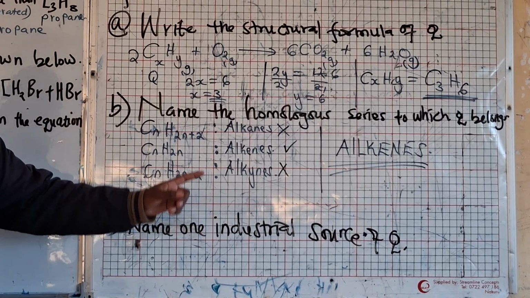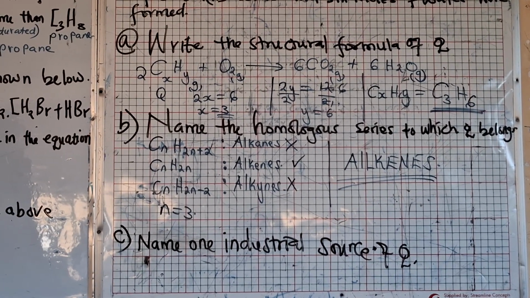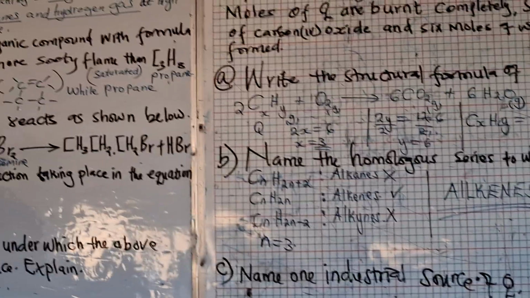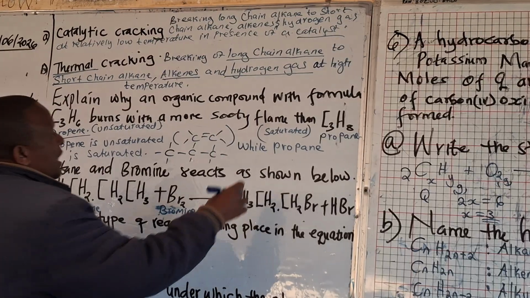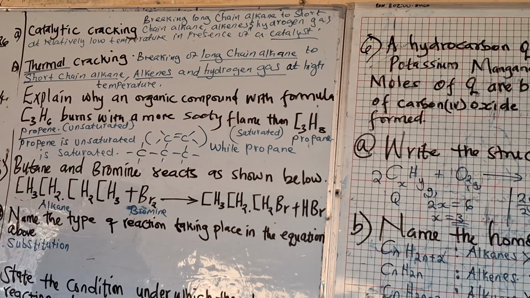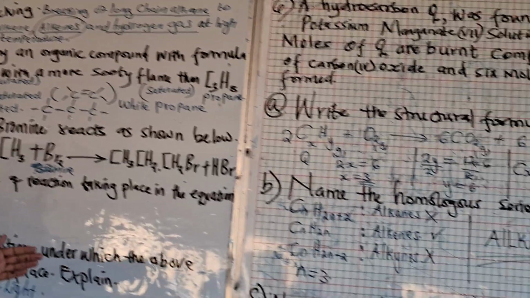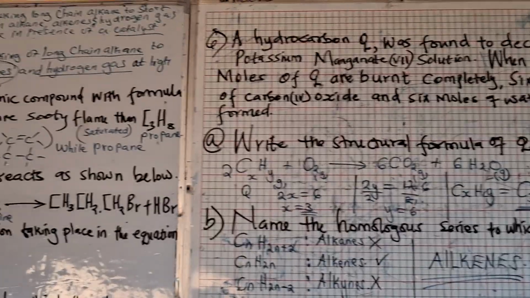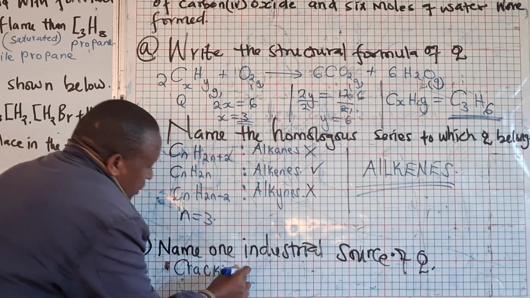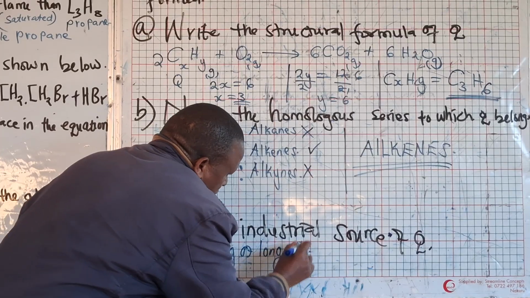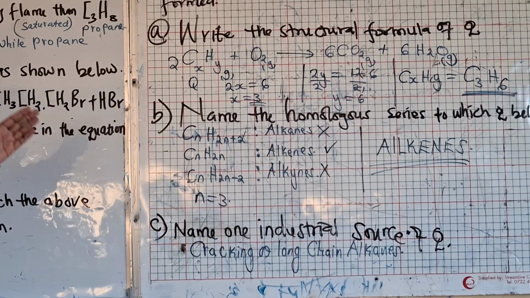Name one industrial source of Q. Where do you get Q? It is an alkene. Catalytic cracking, thermal cracking. What is thermal cracking? Breaking of long chain alkanes into short chain alkanes and then alkenes, and hydrogen gas. So one industrial source of alkenes is cracking. Are we together? Yes. So we write here: cracking of long chain alkanes. Very good. So that is what we have.